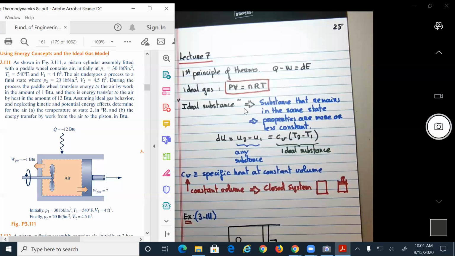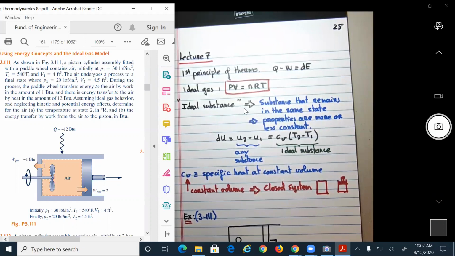Contains air initially at P1 equals 30 psi, so you want P1 equals 30 lbf per inch squared, and T1 equal to 540 degrees Fahrenheit, and initial volume of 4 cubic feet. The air undergoes a process to a final state with P2 equal 20 psi or lbf per square inch, and V2 equal to 4.5. So basically there is an expansion, no?